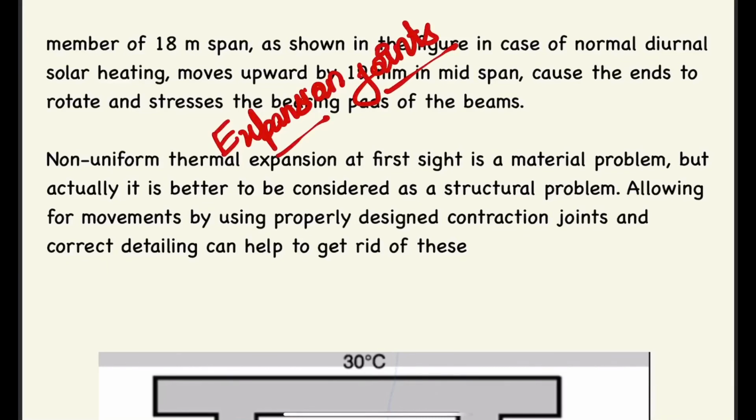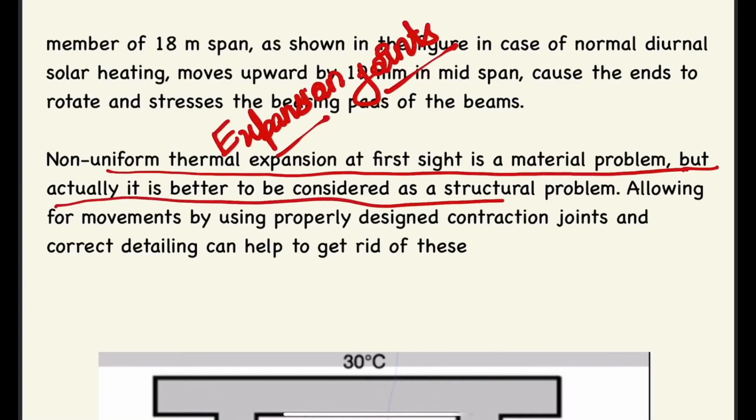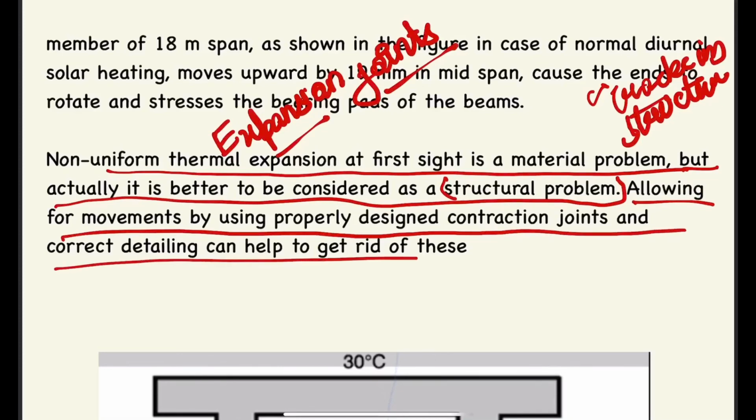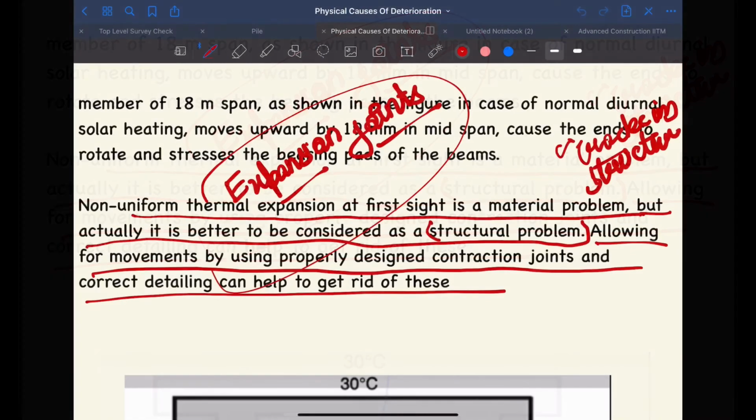And here also you can see that non-uniformity of thermal expansion at first sight is a material problem, but actually it is better to consider it as a structural problem. If there is cracking, then it must be assessed as a structural problem. Allowing for movements by using properly designed contraction joints and correct detailing, we can get rid of these. So it is telling the same thing, we can use expansion joints.